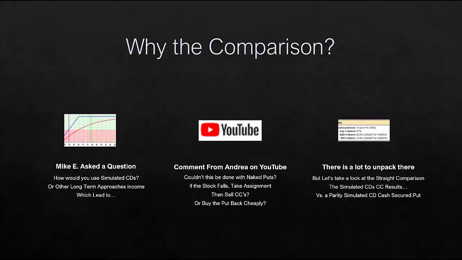Now, why are we doing this comparison? A few weeks ago, Mike E. had asked a question: how would we use the default simulated CD search on Power Options or other long-term approaches for income? Well, we recorded the webinar as always, posted it on YouTube, and we got a comment from Andrea. Couldn't this be done with naked puts? Continuation: if the stock falls, take assignment, then sell covered calls, or buy the put back cheaply.